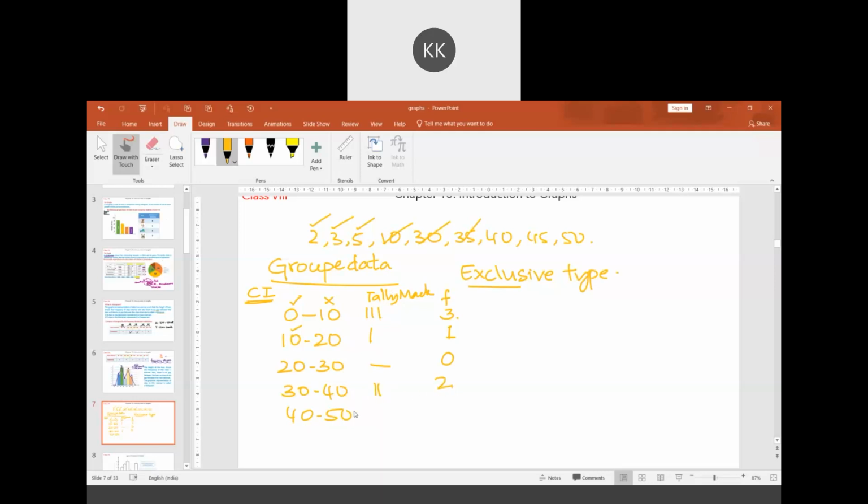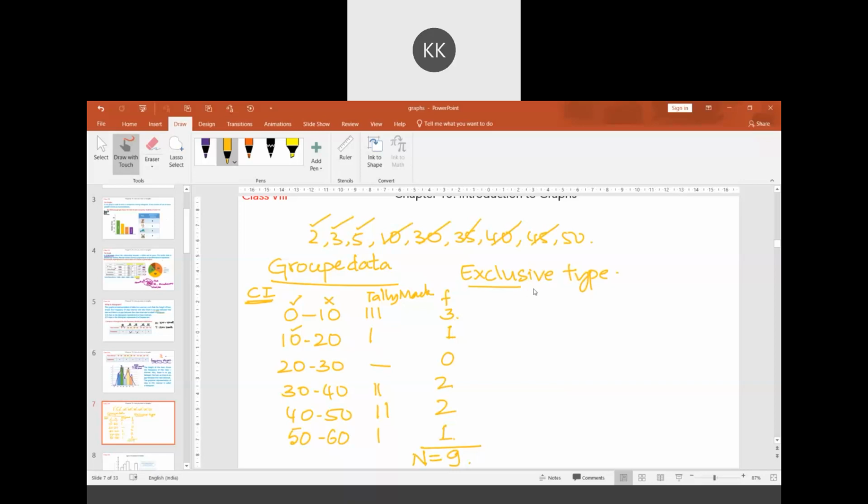Between 40 to 50, there are two numbers. So here I have to consider 50 to 60 also. So one number is there here. You count the total number here. You'll get total number of observations as 3 plus 1, 4, 4 plus 2, 6, 6 plus 2, 8, 8 plus 1, 9.